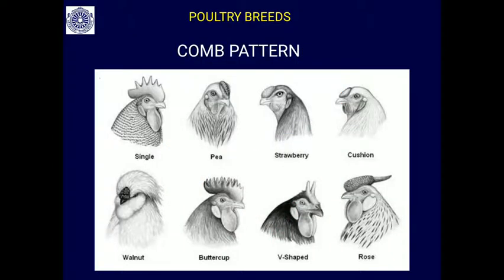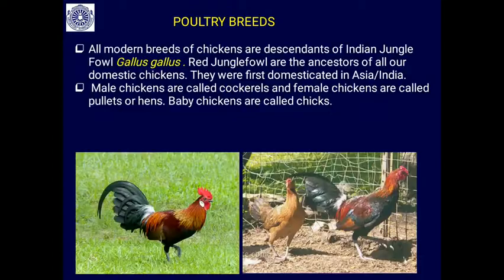Now the comb patterns. This is called the single comb, and this comb is pea pod shaped, the pea comb. Strawberry shape, the strawberry comb. Then this is called the cushion comb, walnut shape, the walnut comb, and the buttercup comb. This is the V shape comb, and this is called the rose comb. These are the different comb patterns you will find in poultry birds.